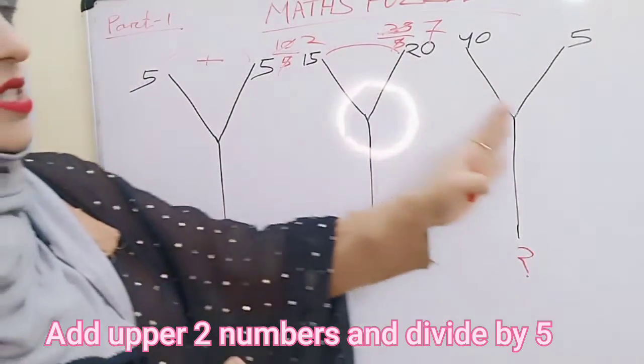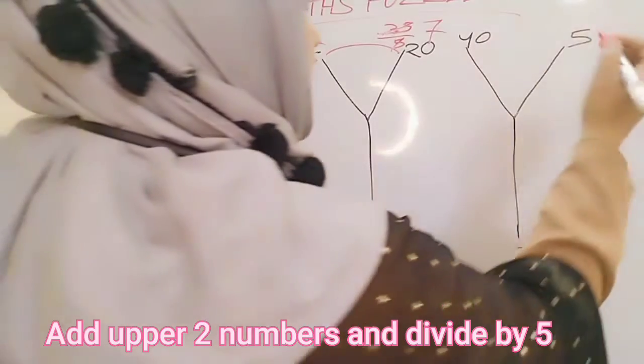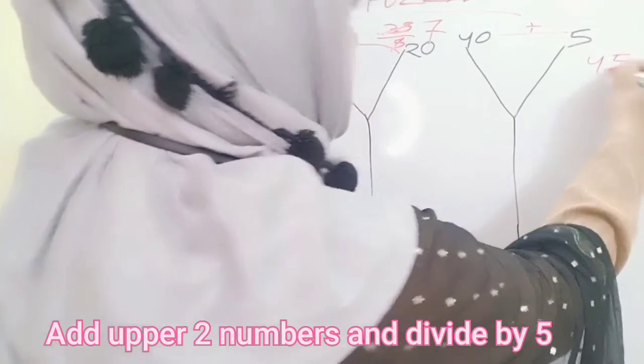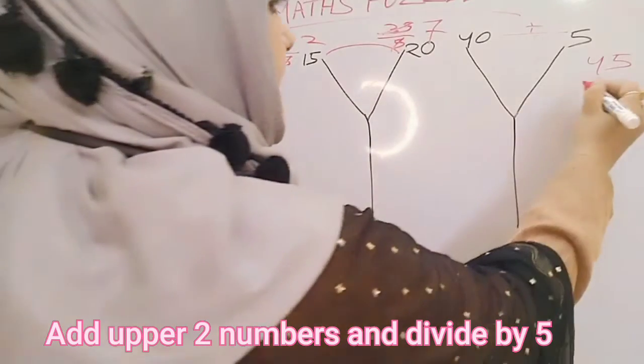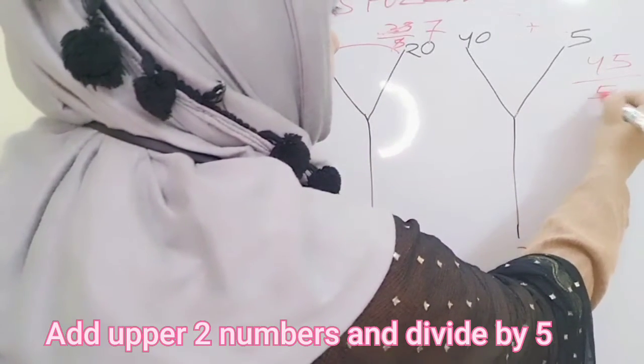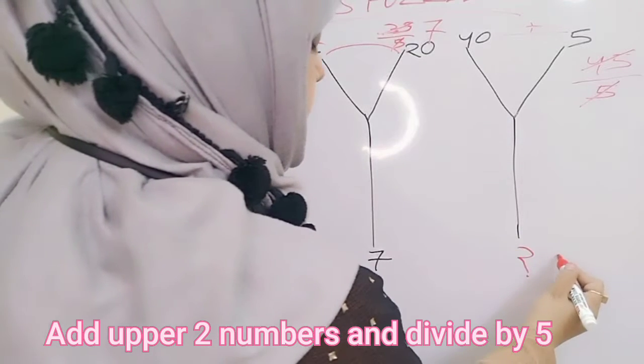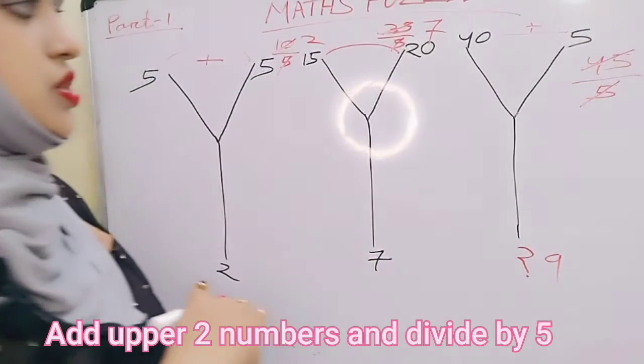Just apply this trick to this figure. So you have to just first add this. So 45. Okay, then divide by 5. So here is 9. So my answer is 9. It's so easy.